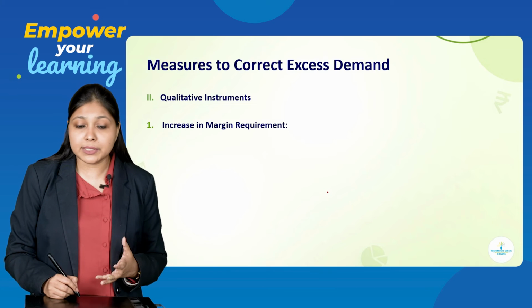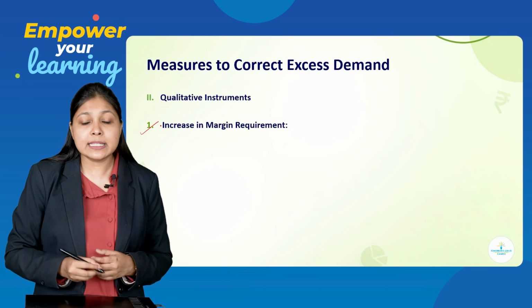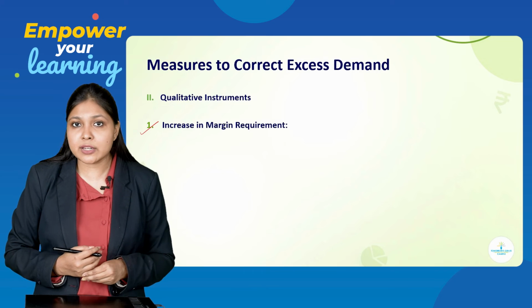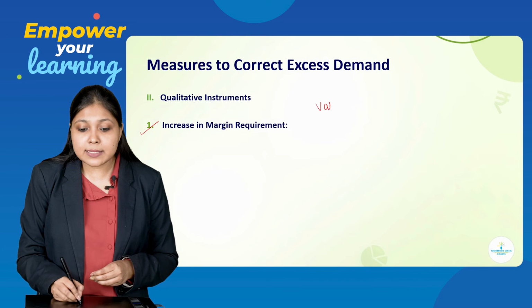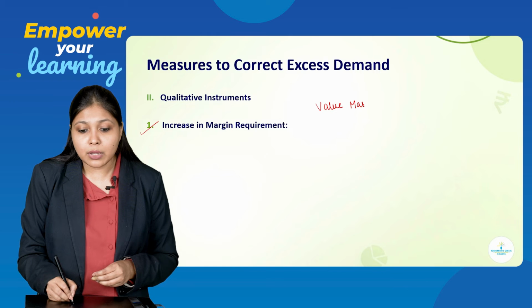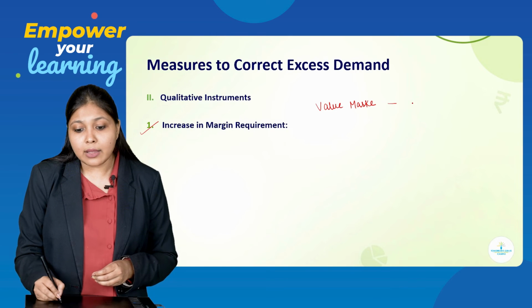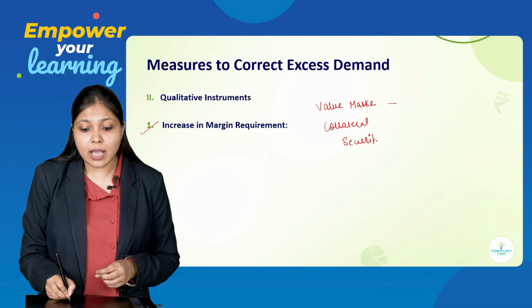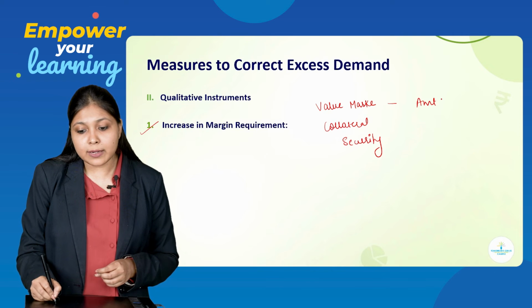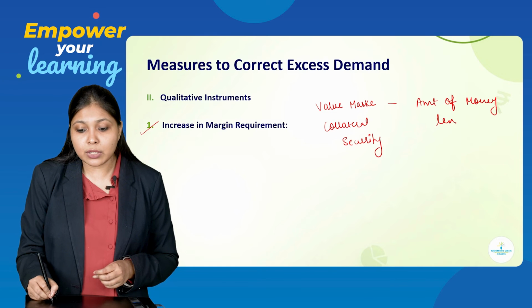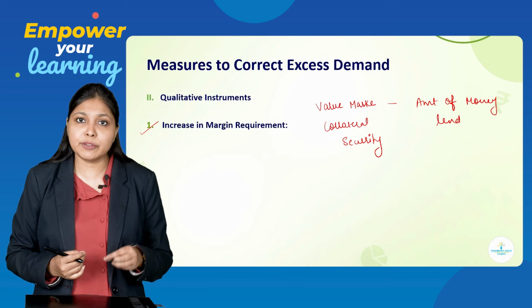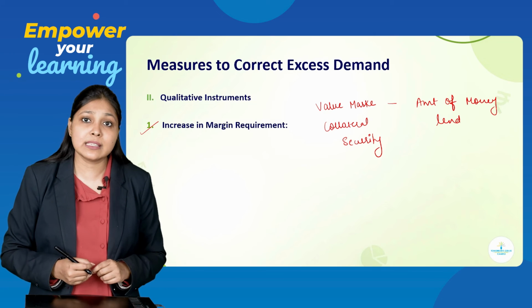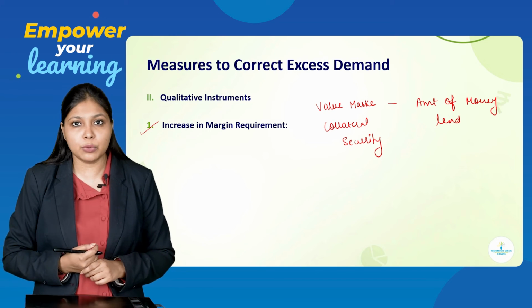Now let us see qualitative instruments. First is increase in margin requirement. What is margin requirement? Margin requirement is nothing but the difference between the market value of collateral security and the amount of loan or amount of money lent to the borrowers.